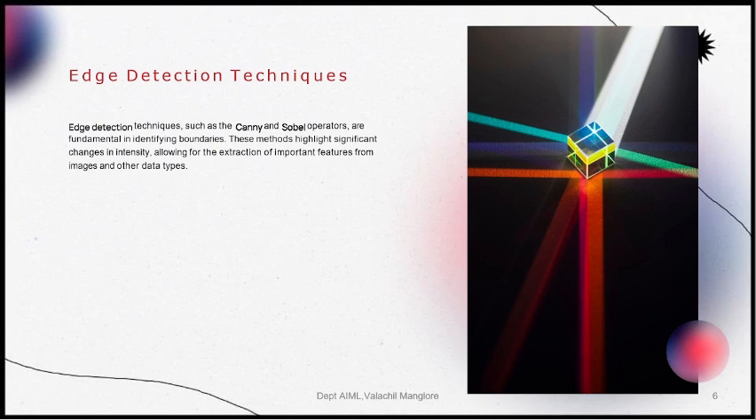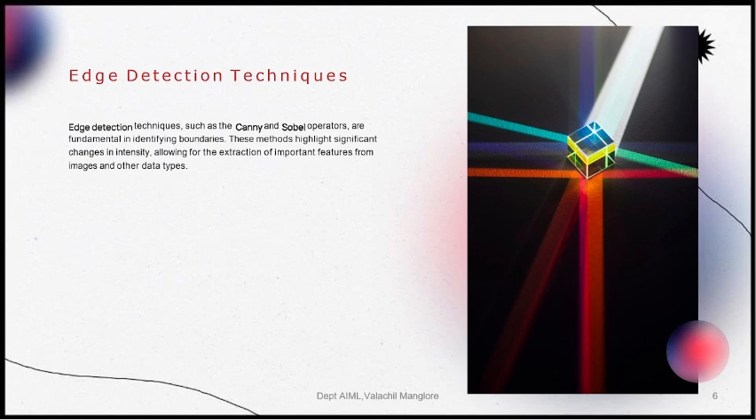Next one, edge detection techniques. Edge detection techniques such as the Canny and Sobel operators. For example, Canny is used for edge detection. Sobel is also a different type of edge detection operator. They are fundamental in identifying boundaries. Canny and Sobel are the fundamental edge detection methods.